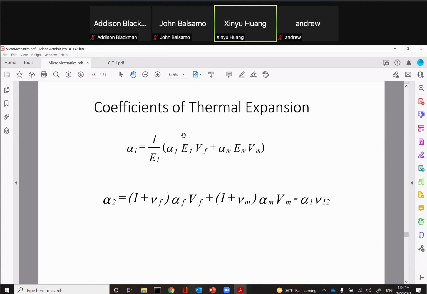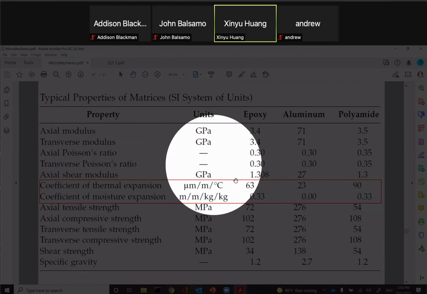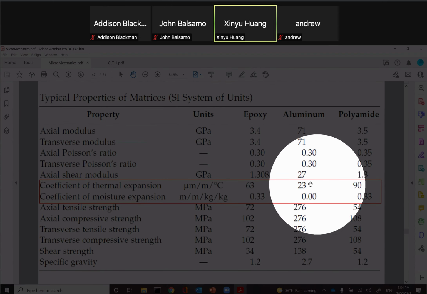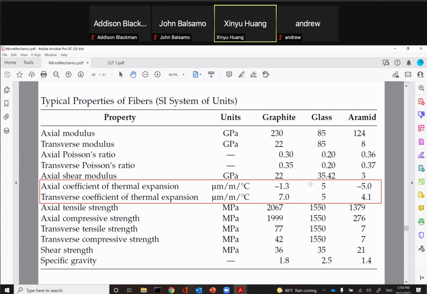Now, can you imagine if you have a whole bunch of materials glued together, they try to expand different amounts, what happens? Now, we know the fact that these materials expand different amounts, right? You know, epoxy expands a whole lot more than fibers. Epoxy expands 63 ppm. Then the fiber expands much less. The fiber actually shrinks a little bit in the fiber direction, right?